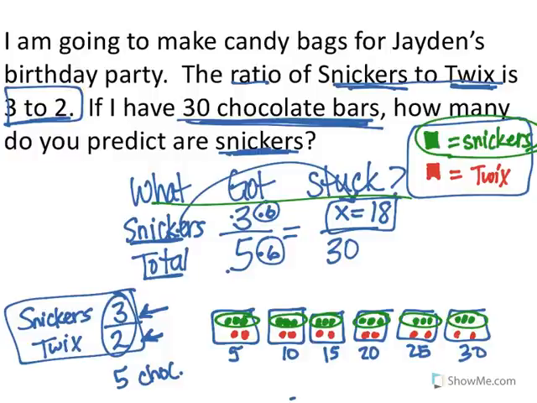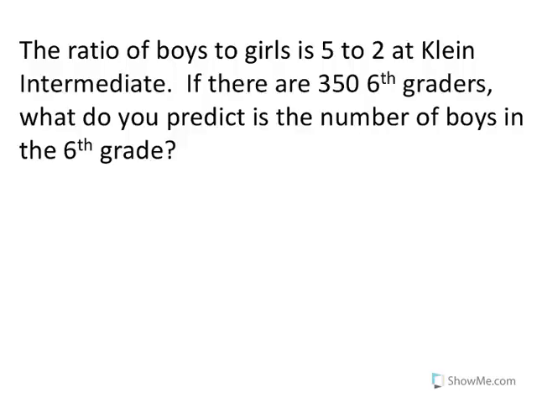All right, let's try the last one, and I'm going to ask you for this next one to pause it and try it on. All right, here it says the ratio of boys to girls is 5 to 2 at Klein Intermediate. If there are 350 sixth graders, what do you predict is the number of boys in the sixth grade? I'm going to ask you to go ahead and pause it and try to work it out on your own.